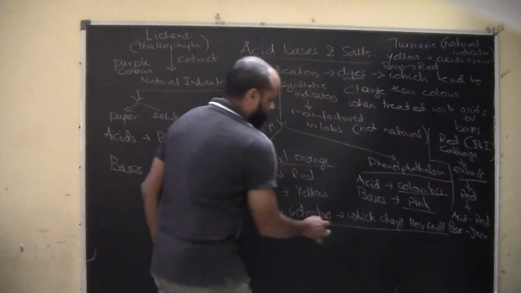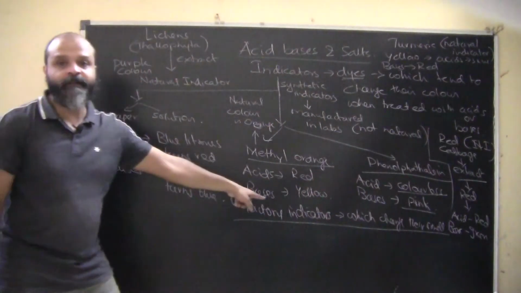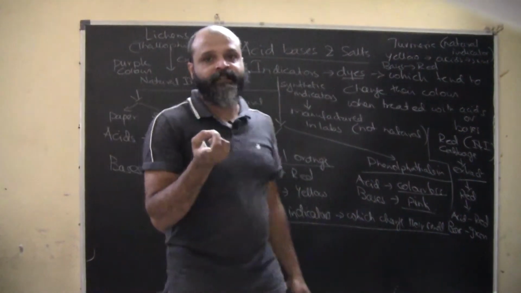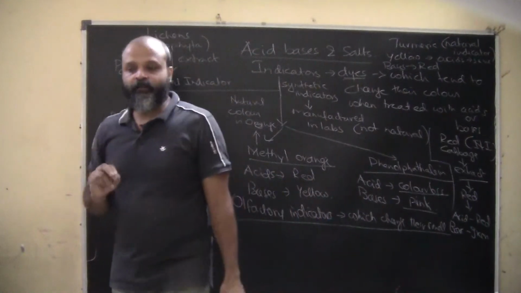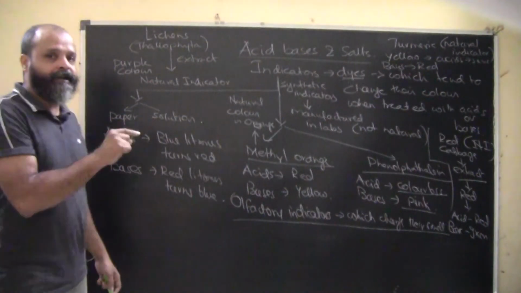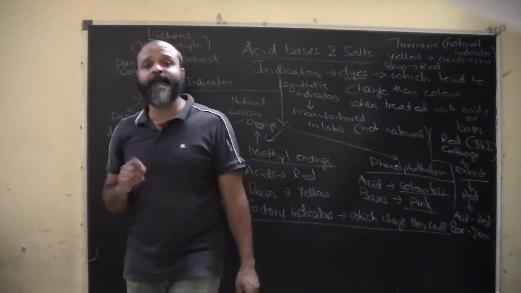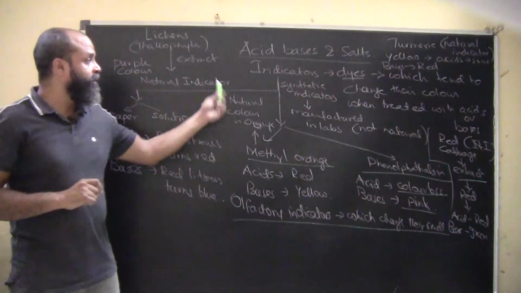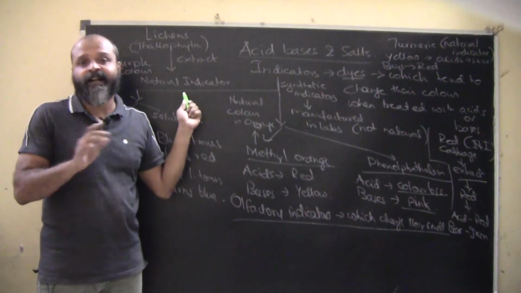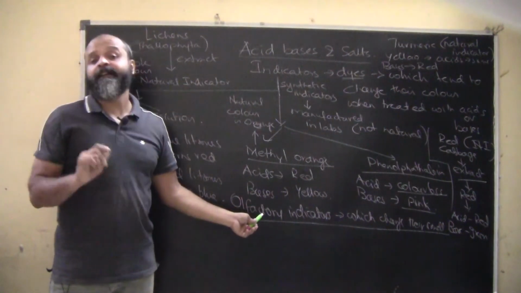Okay, olfactory indicators. Olfactory basically means smell, something concerned with the smell of it. So these are characterized by their smells. These are indicators which are characterized primarily by the smell that they possess. These others were all characterized by the color that they have, and these are characterized by the smell.